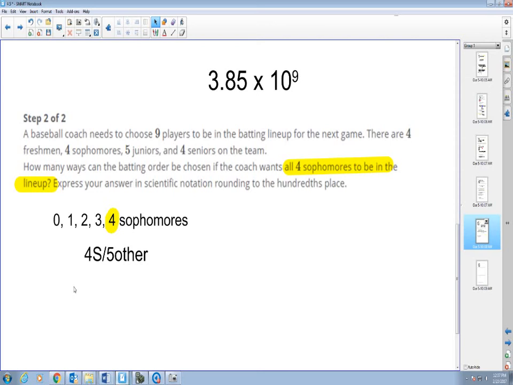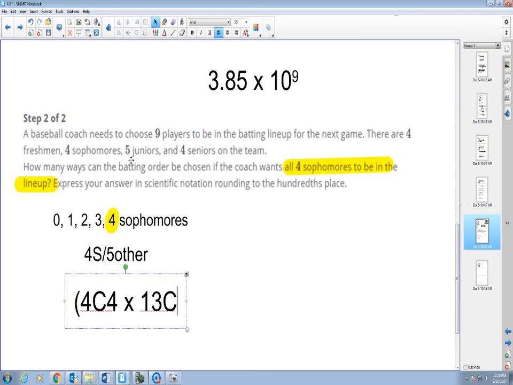Alright. So that being said, 4 sophomores, choosing all 4 of them, followed by, alright, so 4 plus 4 is 8 plus 5 is 13. So there are 13 other players on the team, choosing for 5 slots in the batting lineup. So once I figure out how many ways I can choose 4 sophomores and 5 other positions, now the batting lineup will be 9 permutation 9.